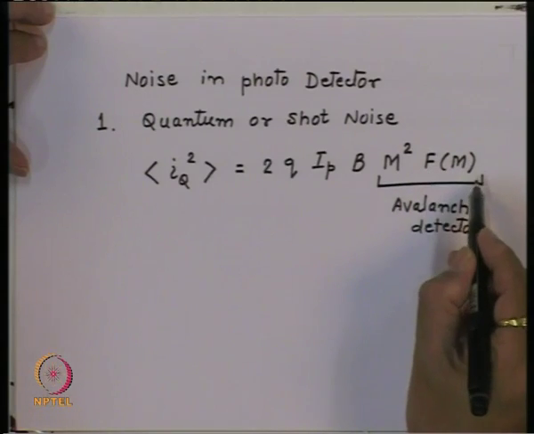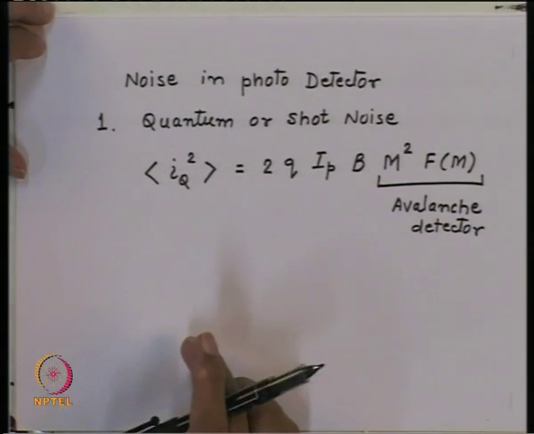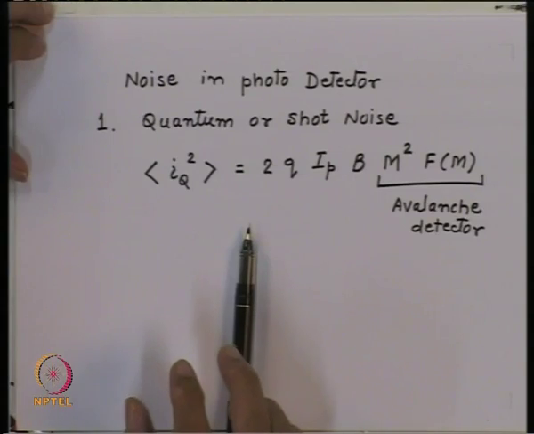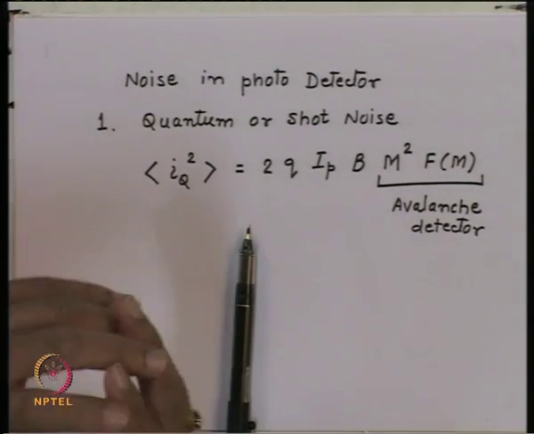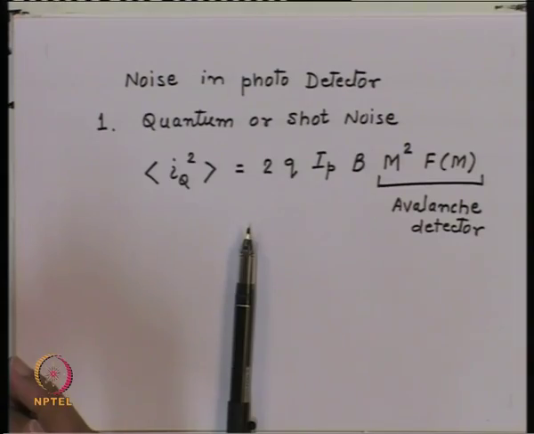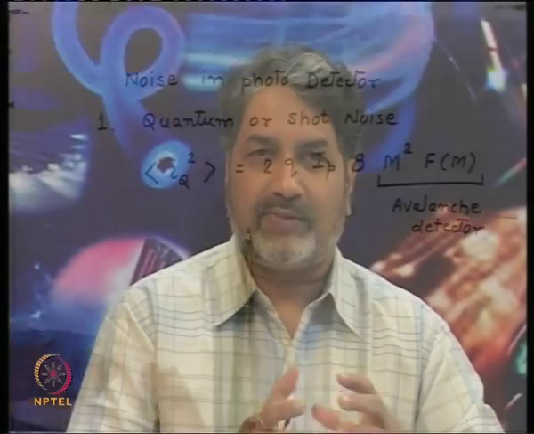The F(M), which is what is called the noise figure of the avalanche photodetector, means that this avalanche process is not only amplifying the photocurrent by a factor M, but it also introduces additionally certain noise into the current, and that essentially is captured by this factor, what is called F of M. So, if no additional noise is added by the detector, then this quantity F(M) will be equal to 1.